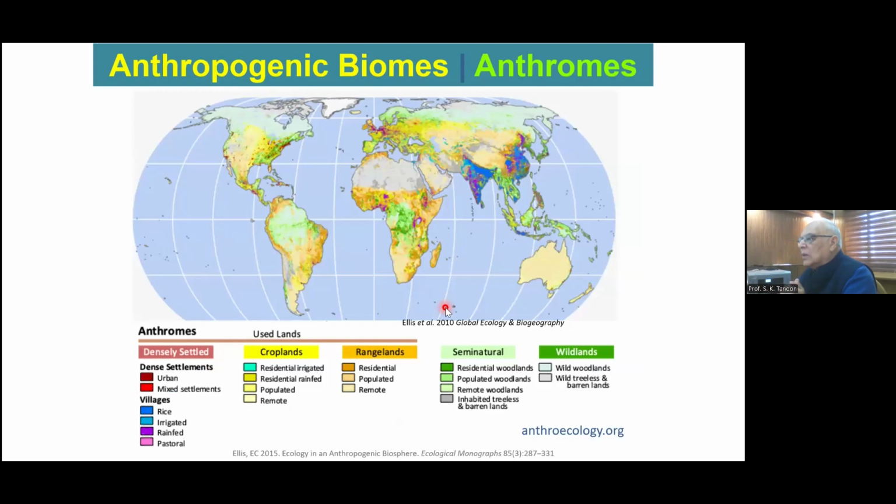So the anthropos now, instead of having biomes, these are really converted into anthropogenic biomes, and therefore the name, to shorten it, has been given as anthromes. So we are hardly looking at biomes today. I mean, if you leave the deserts alone, or areas where very little vegetation is there, then most of it is converted into anthromes.